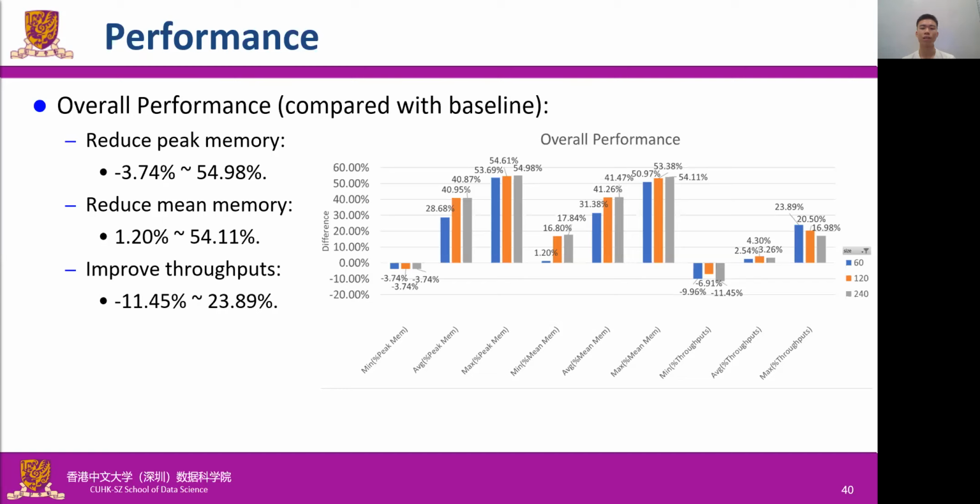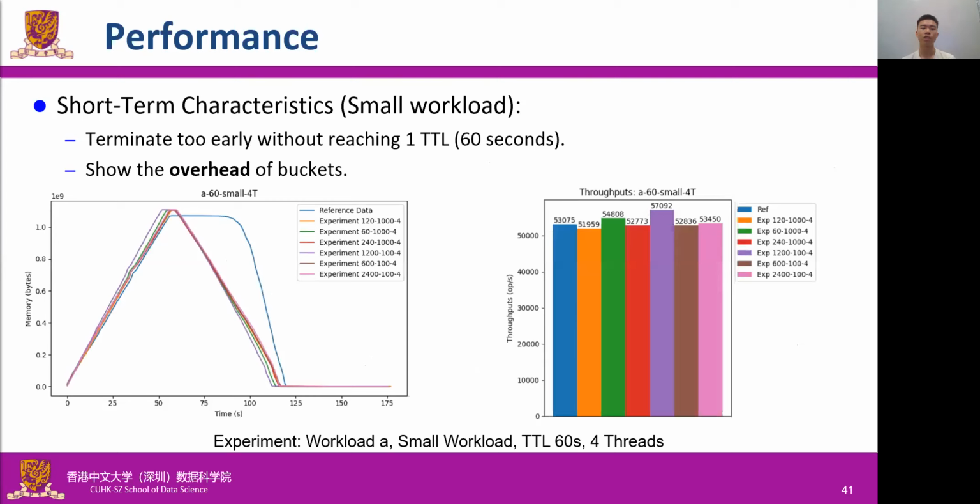As we can see, overall, our algorithm can reduce peak and mean memory by at most 54%, while it might increase peak memory by 3.74% in the worst case. The range of throughput improvement is between negative 11% and 23%. We will divide the short-term and long-term performance separately.